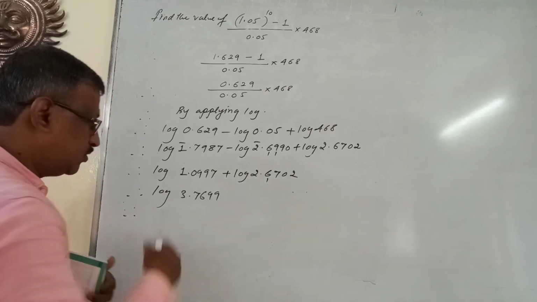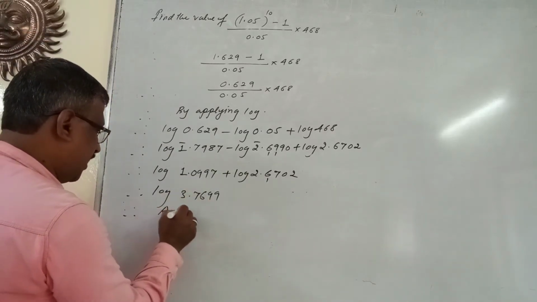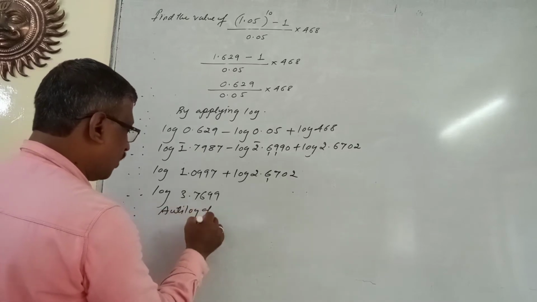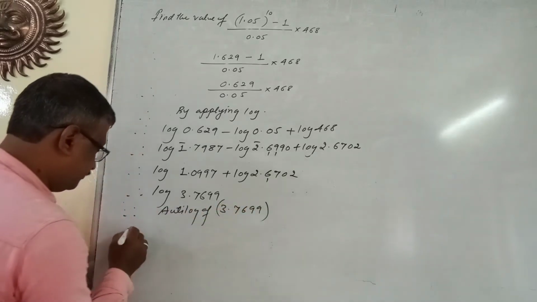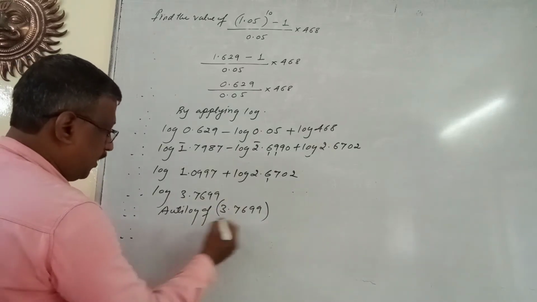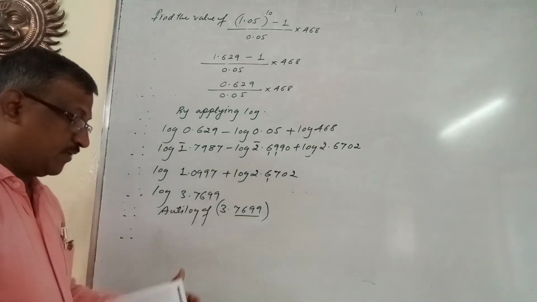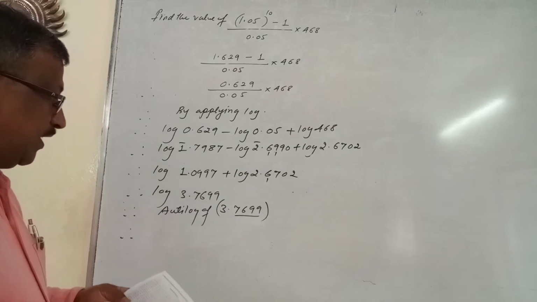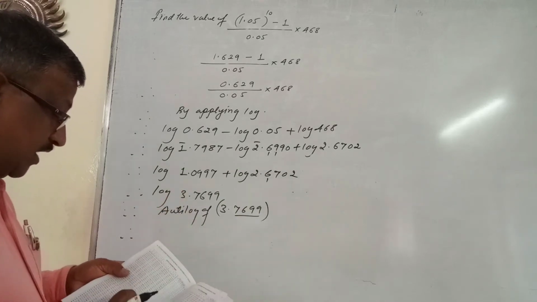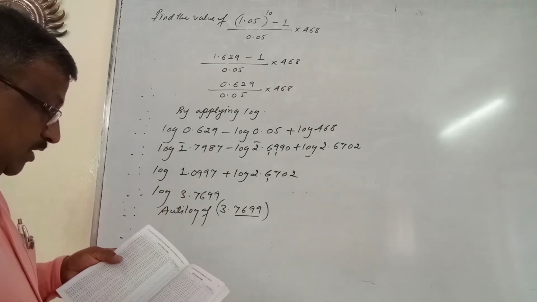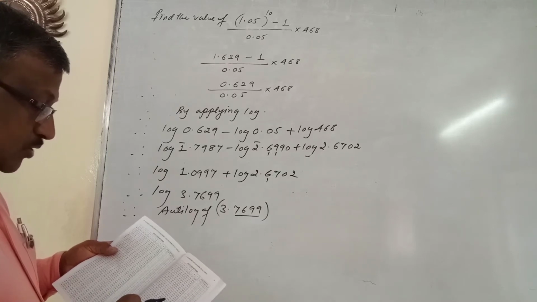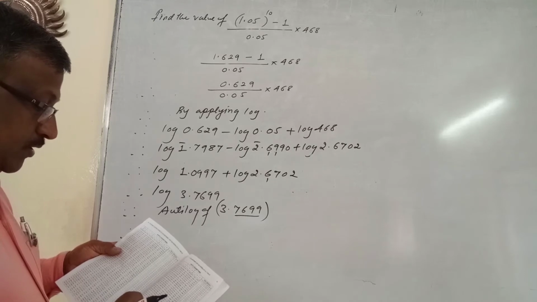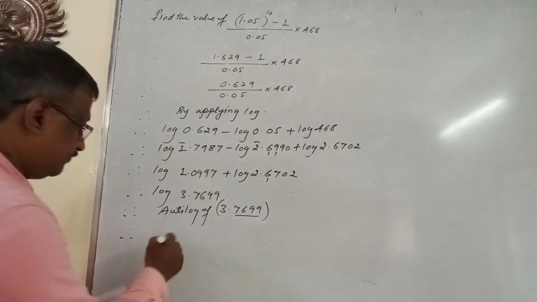Now I want the answer, so you have to go for anti-log. So it is anti-log of 3.7699. And now refer to this fraction part and find out the value from the anti-logarithm table. So in the anti-log you see the 0.769 row. So 0.769 row is 5875 and the mean difference 9th column is 12. So add it, you will get 5887.